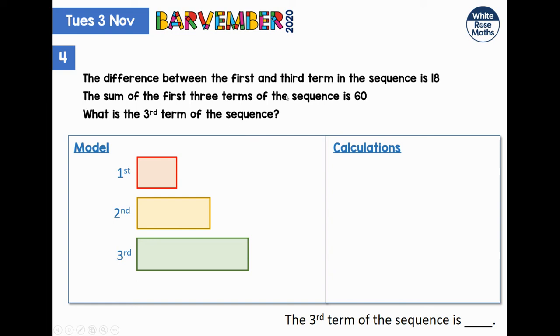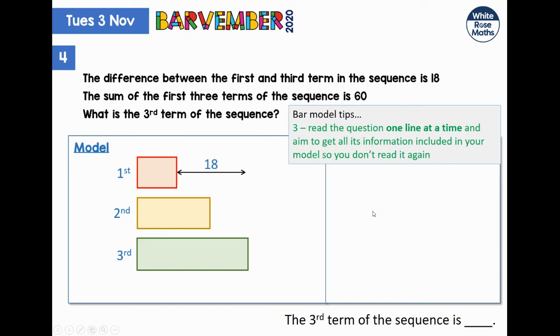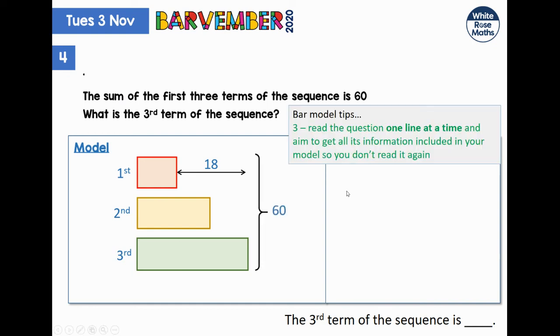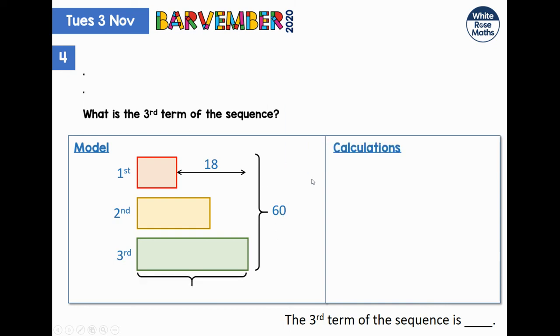Next line, the difference between the first and third term in the sequence is 18. Okay, so double-headed arrow showing the difference between the first and the third term. Looks as if I've included that, so I don't need to read that line again. The sum of the first 3 terms. Now, the sum of, that was our curly bracket from earlier, wasn't it? So let's put in our curly bracket. And the sum of these 3 terms is 60, so I don't need to read that line again.